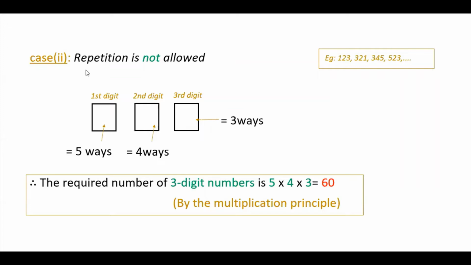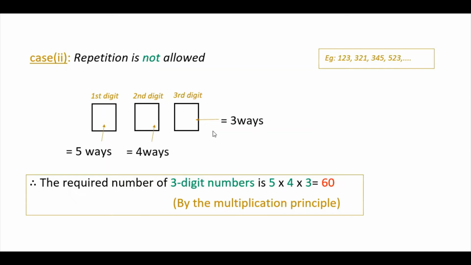And in the next case, repetition is not allowed. So in the first box, you can write any of those 5 numbers. So 5 ways. And in the second digit, you have to write only 4 ways, because here repetition is not allowed. So you cannot write the same number which you wrote in the first box. So here 5 minus 1, there are 4 ways only. In the second box you can write only 4 numbers, because you have already written the first number. So you have to take the remaining numbers. Those are 4 numbers. So 4 ways.